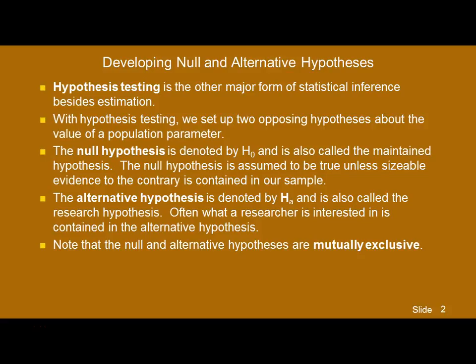The other hypothesis is called the alternative hypothesis and is denoted by the symbol HA. The alternative is also sometimes called the research hypothesis because usually what a researcher is interested in is contained in the alternative hypothesis. So in a sense, the researcher is trying to give support or show support for the alternative hypothesis. As you'll see later, what we put in the null and what we put in the alternative are mutually exclusive. You don't want the two hypotheses overlapping. You can't have the same values in the null that you have in the alternative.